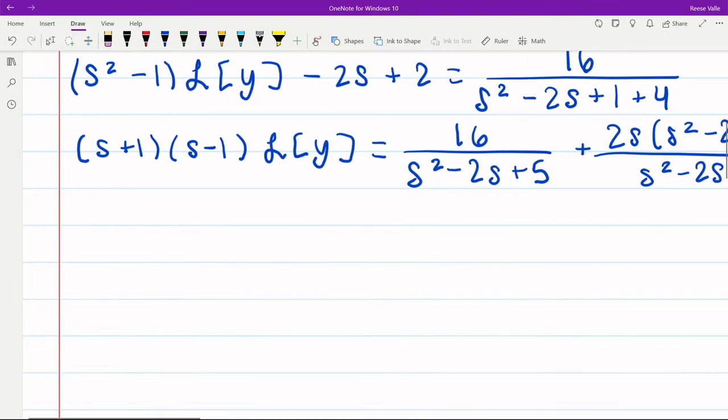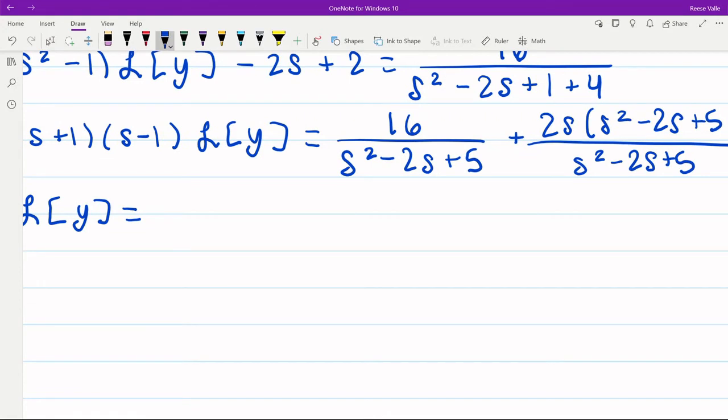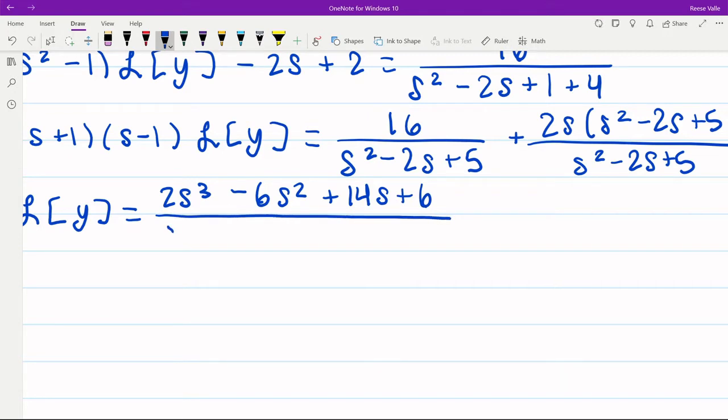Actually here, we'll do it all in one step. So you're going to divide these two terms on both sides. So then Laplace of y, and the top all combined to be 2s cubed minus 6s cubed plus 14s plus 6, and then the bottom denominator is going to be s squared minus 2s plus 5, and then (s plus 1)(s minus 1).